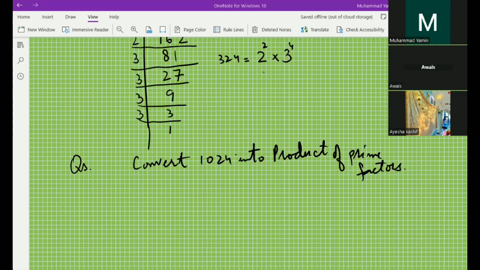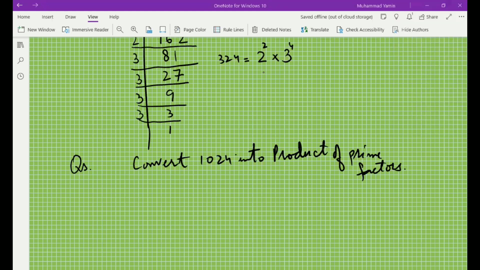But the last student who had given the answer, beta, you should write it as a power of 2, not in this way, but I know that it is not written there. That is why you are doing this thing.